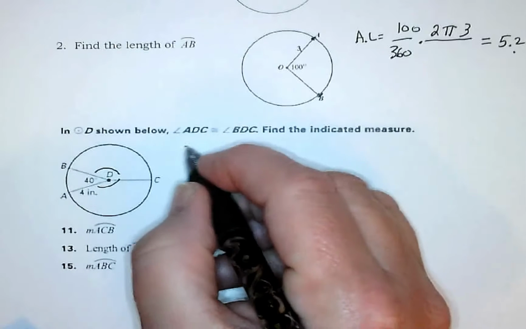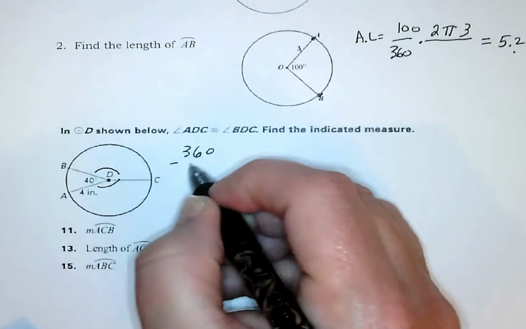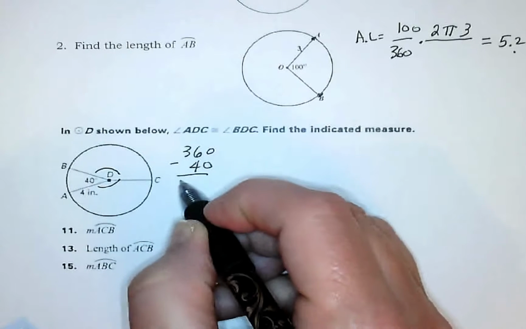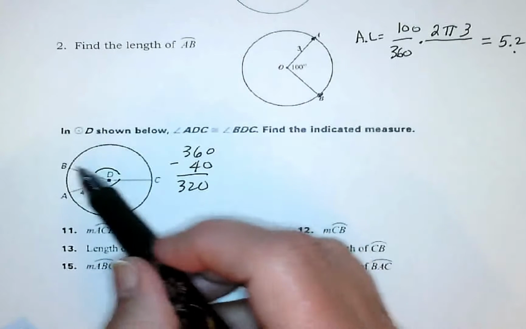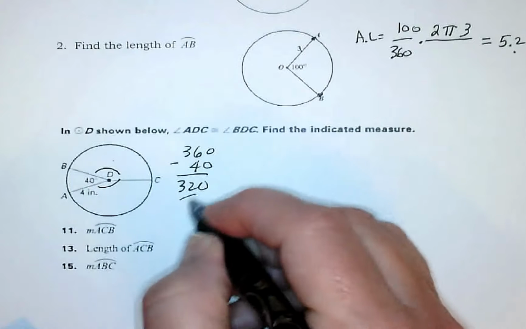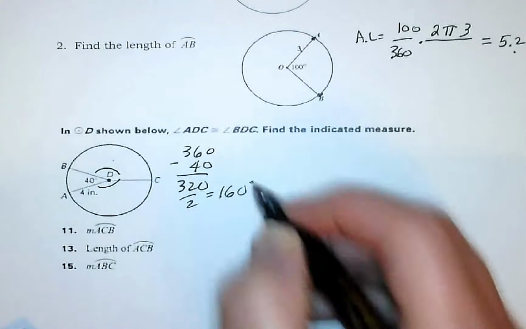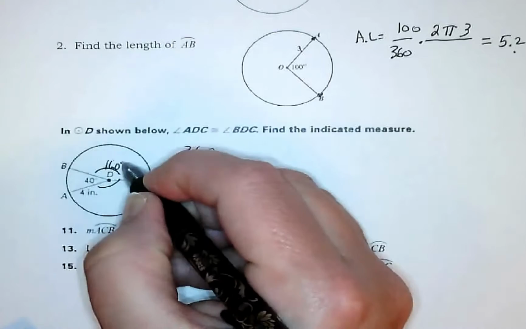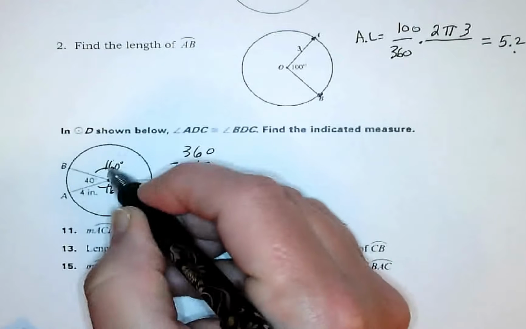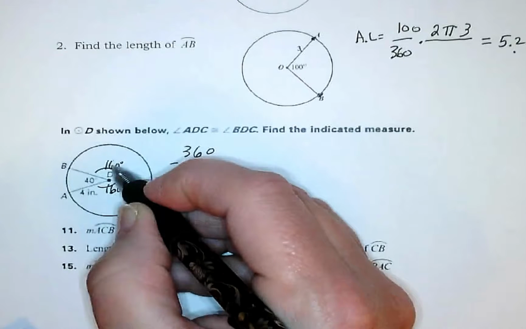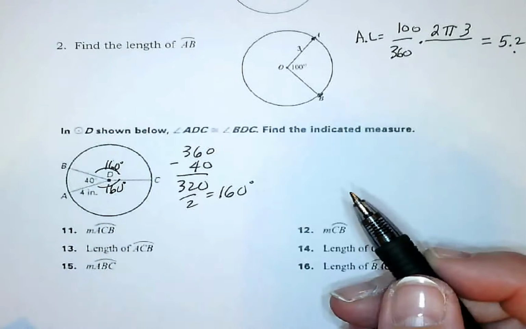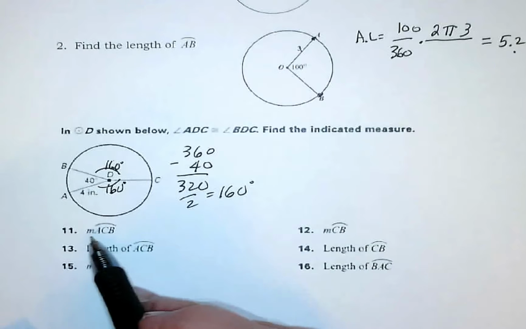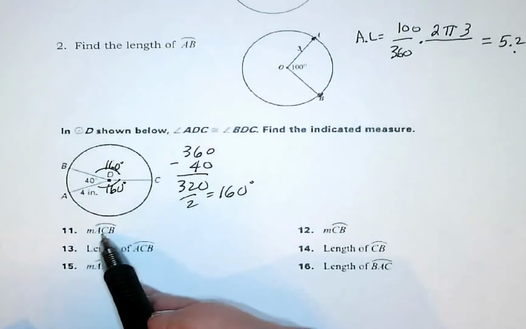So all the way around is 360 minus the 40 leaves me 320 degrees to split equally between these two. So that's going to be 160 each. So I'm going to mark it in the central part, knowing that the arc and the central angle are always going to be exactly the same. Okay? So whenever they say the measure of this arc, they're looking for degrees.